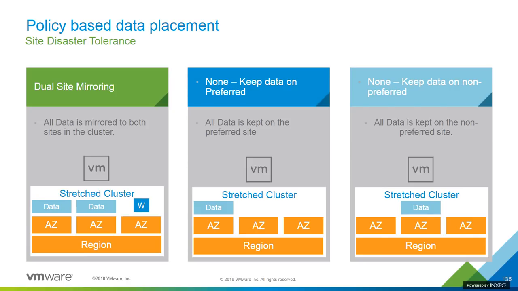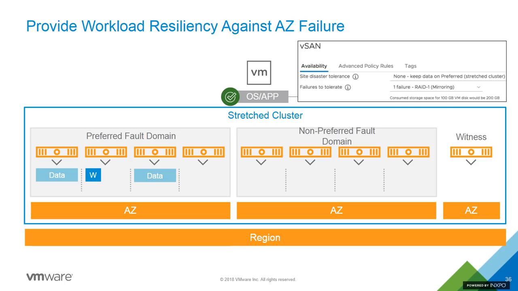If you choose not to do any sort of mirroring, you can choose to keep the data on the preferred site. So for example, let's say that the majority of your workloads and AWS services were running in the first AZ. Maybe you would choose to keep all the data in that AZ as well. You also have the ability to choose to keep that data in the non-preferred AZ. So there's a number of different ways that you can set up your stretch clusters here, taking advantage of AWS's multi-AZ designs.